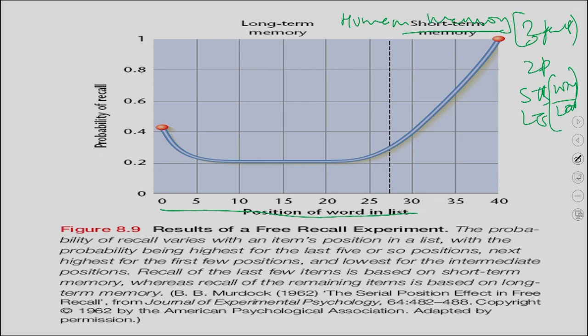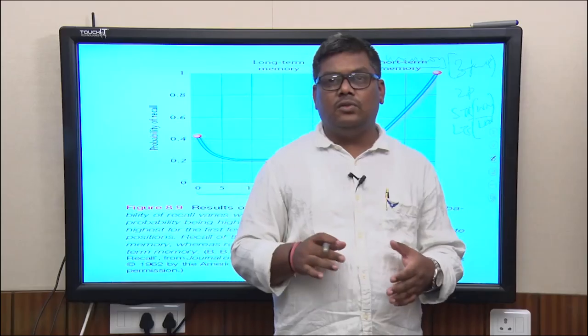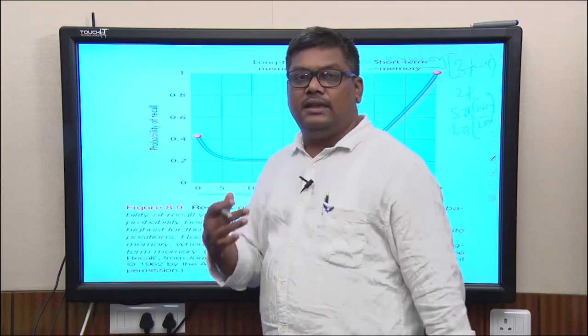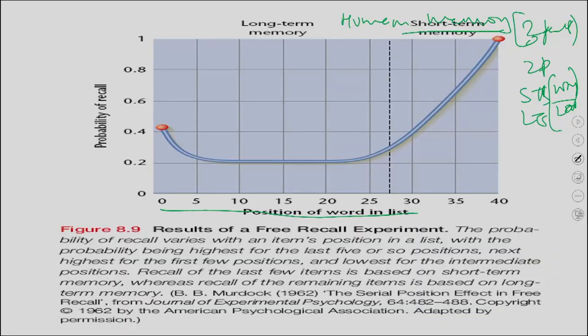So at a later point of time, first I make you learn the list, and at a later point of time I ask you to retrieve the list back. If that is what my experiment is, this is what has been found. The probability of recall versus the position of words in the list follows a curve like this.